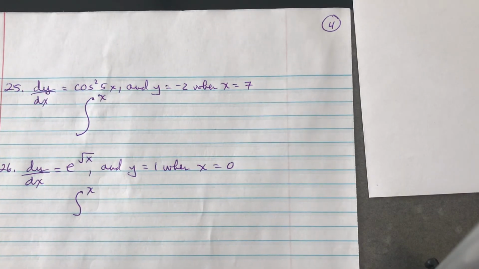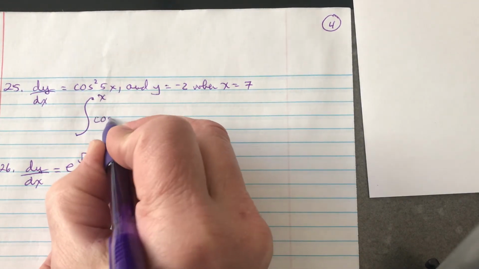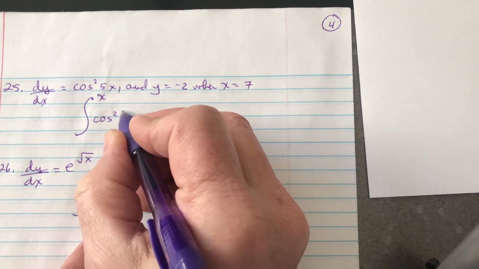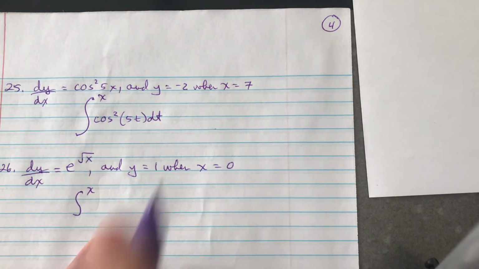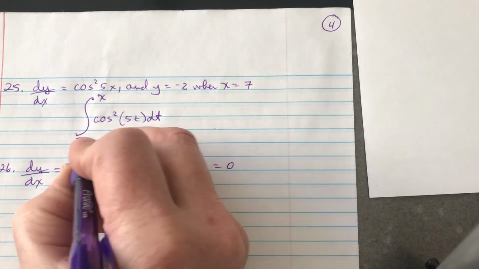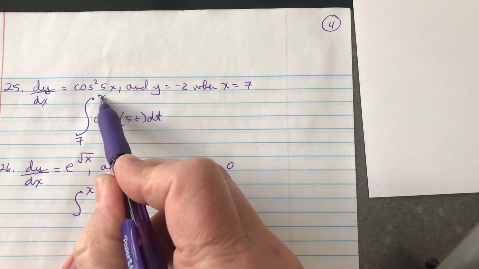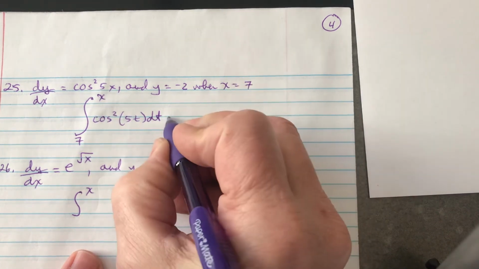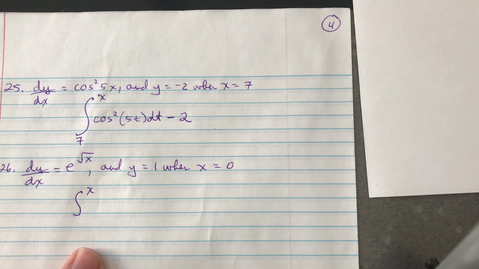Okay, last two then. For 25, this is going to be the cosine squared of 5t dt. We're going to start at 7. And if you integrate from 7 to 7, you get 0. And so we correct that by making our constant -2.